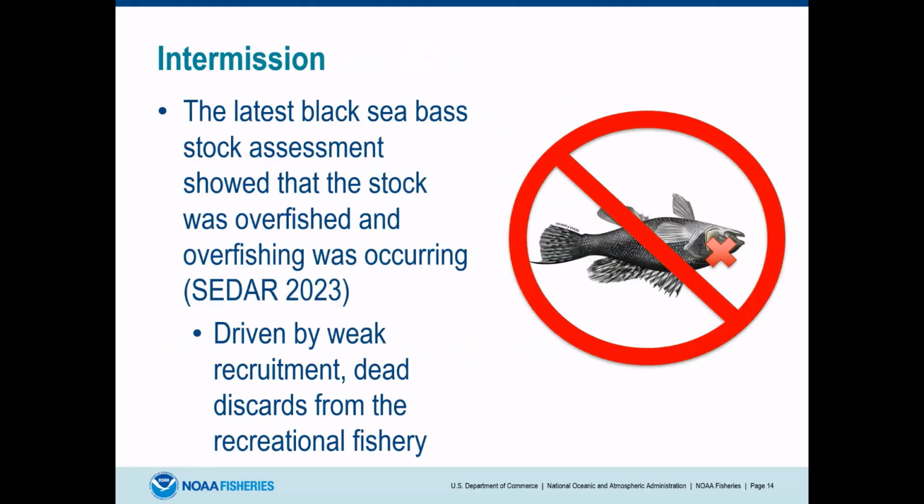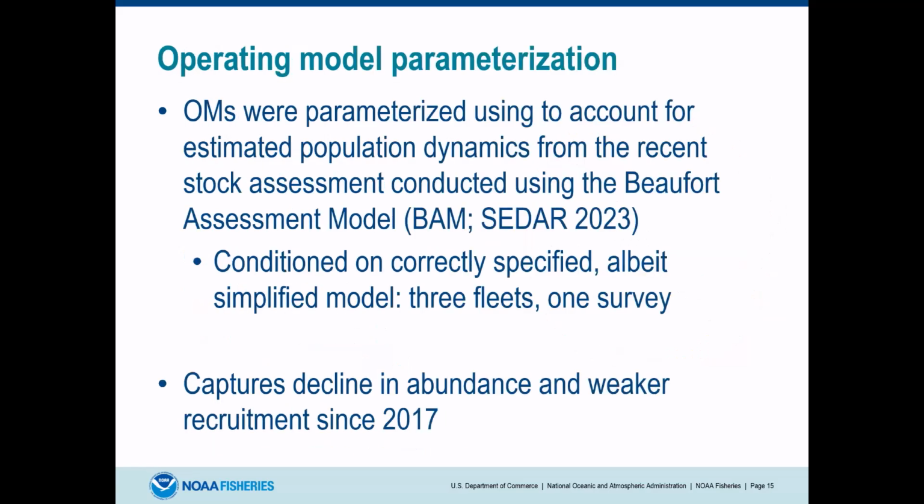So while we began developing this model, we were assuming conditions based on the 2018 black sea bass stock assessment. But last year, the most recent stock assessment was concluded and showed that the stock was overfished, and overfishing was occurring, driven predominantly by that weak recruitment, but also dead discards from the recreational fishery. You can be fishing on a perfectly healthy stock out here, but still end up catching a lot of other stocks that aren't in great condition because of that spatiotemporal overlap in habitat.